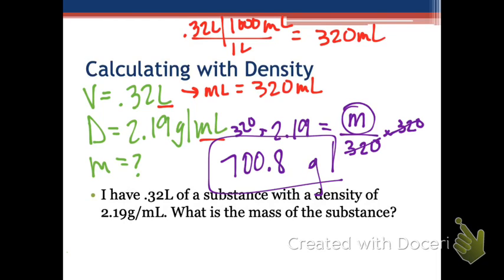Wait, why are you at kilograms? I didn't know why I put kilograms. It's grams. So sorry. Just grams. 700.8 grams. How many of you had that? Okay. Only a few. How many of you were 3 orders of magnitude off because you forgot to convert liters to milliliters? Okay. All right.